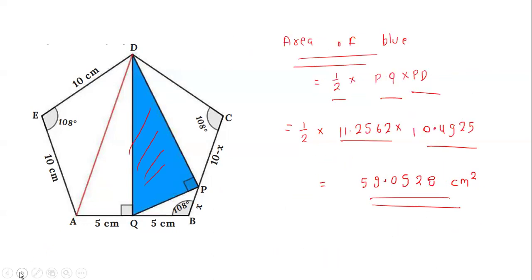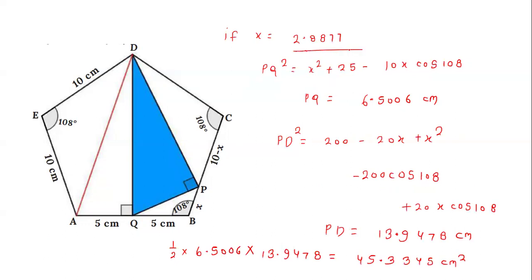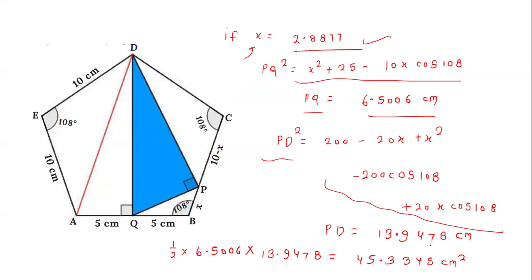So now we have the other x value also, like 2.8877. So simply now you can put this x value in this equation and you can find the new value of PQ. So PQ will come like 6.5006, and we also know the PD square value in terms of x. So now you can put the x value as this. So you can find out the PD value from here. And now you know PQ and PD. You again can find out the area of the triangle as half times base times height, and it will come like this.